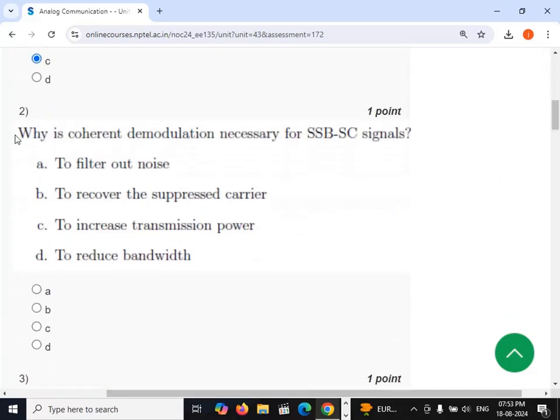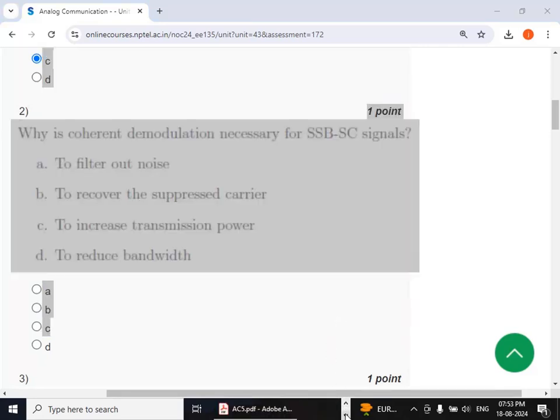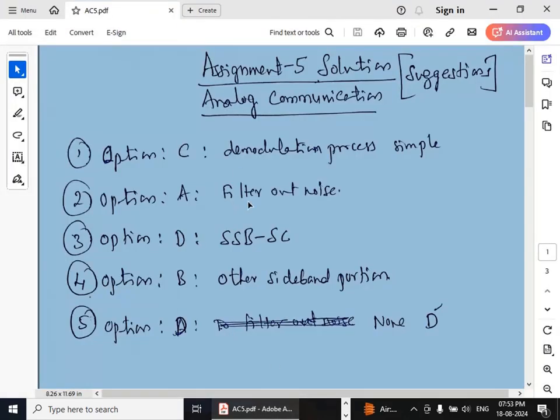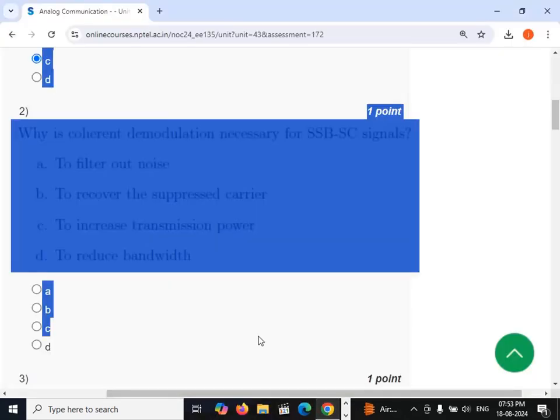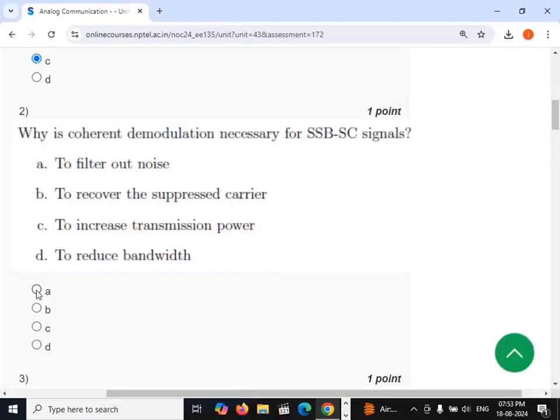Second question is, why is coherent demodulation necessary for SSB-SC signals? So the answer for this is filter out noise. Option A. Filter out noise.